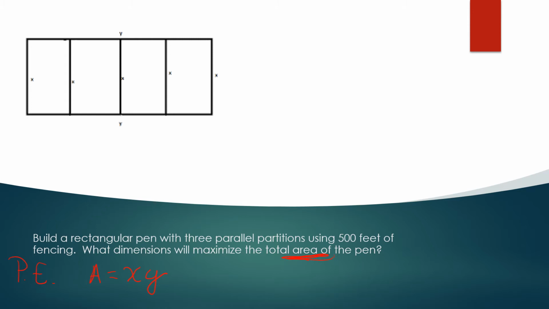I need a secondary equation. What other information are we given? Well, we're given that we use a total of 500 feet. So that's kind of the perimeter. So my secondary equation, the perimeter: I have 1, 2, 3, 4, 5 x's and 2 y's, and together that has to equal 500. With my secondary equation, I can eliminate a variable. Let's eliminate x, so we're going to solve for y. So y is equal to (500 minus 5x) over 2.